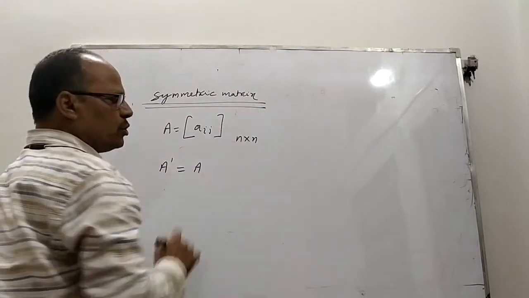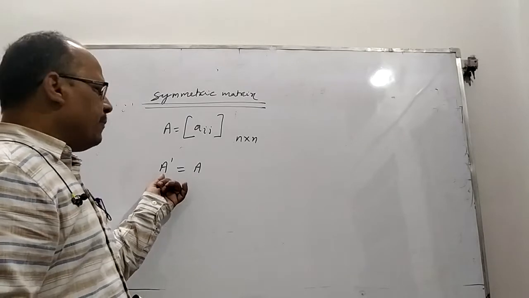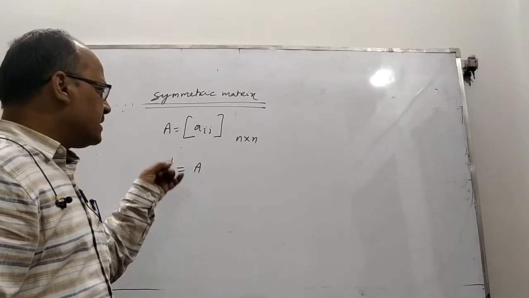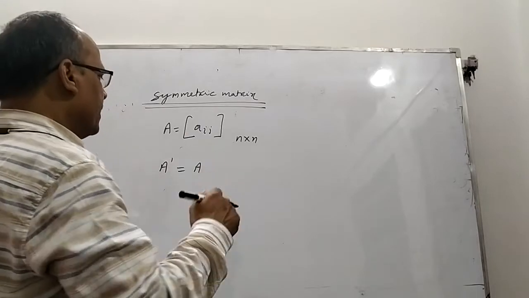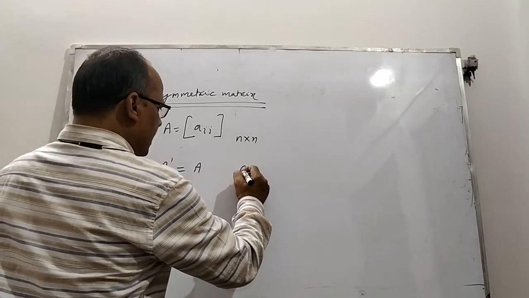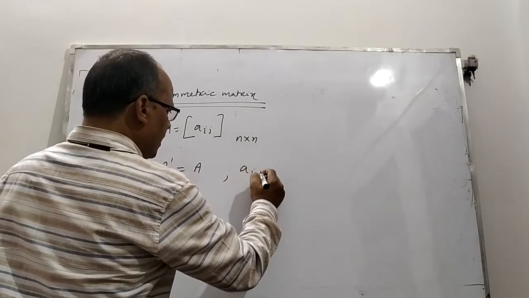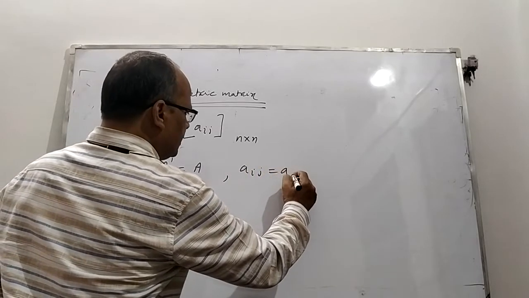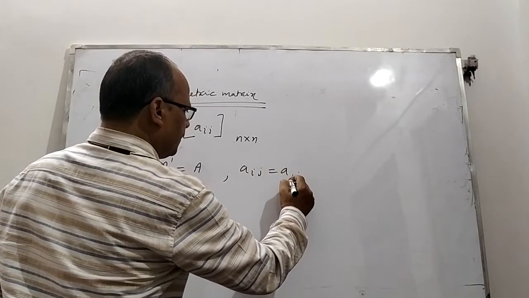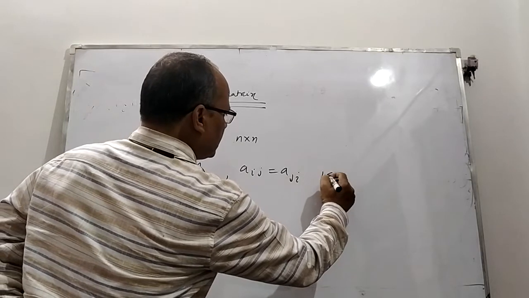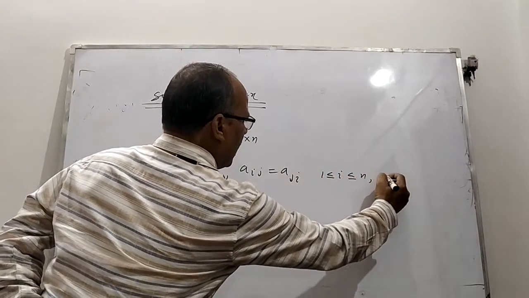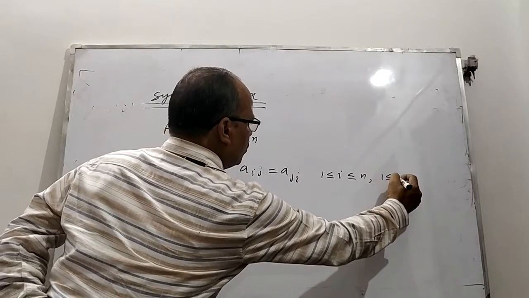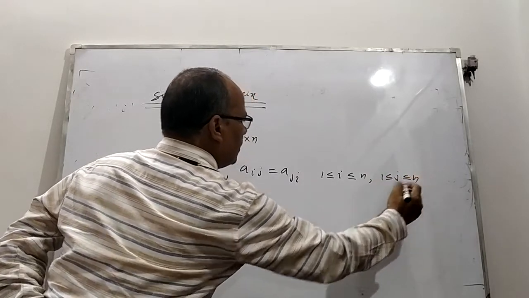We are discussing the symmetric matrix. If the transpose of any matrix is the same matrix, then it is the symmetric matrix. Here you can say Aij equal to Aji, where 1 is less than or equal to i less than or equal to N, and 1 is less than or equal to j less than or equal to N.